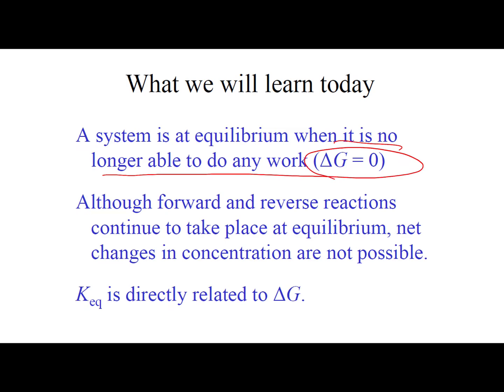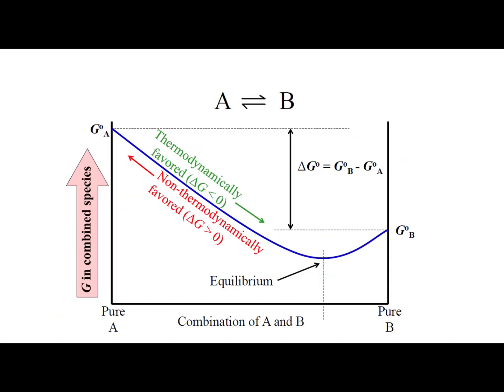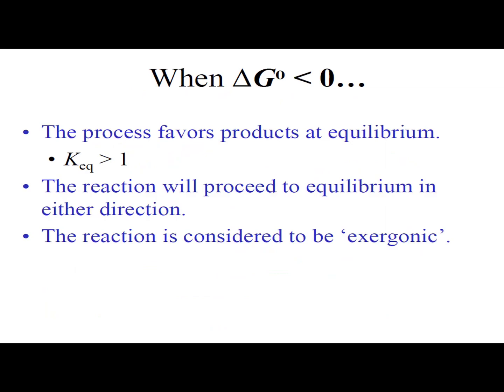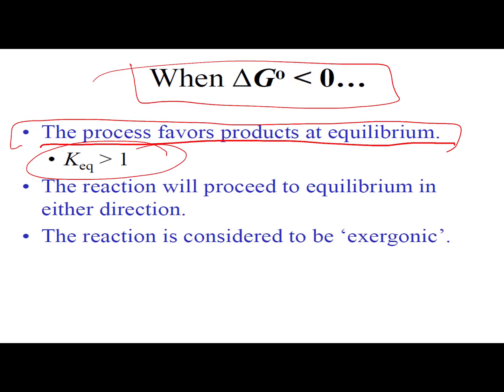And remember, at equilibrium, forward and reverse reactions are still taking place, but net changes in concentrations don't happen. It turns out that the equilibrium constant, KEQ, is directly related to the change in free energy. Now, I'm not really going to talk about the graphs much, so I'm going to skip a couple slides. But we do want to look at the fact that when delta G is less than 0, the process will favor products at equilibrium. So that's a good piece of information to tuck away.